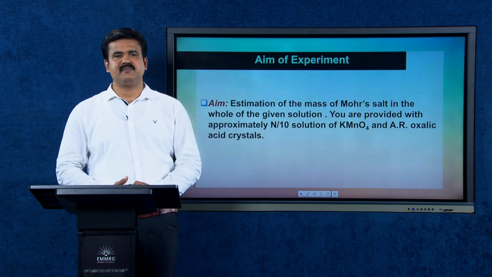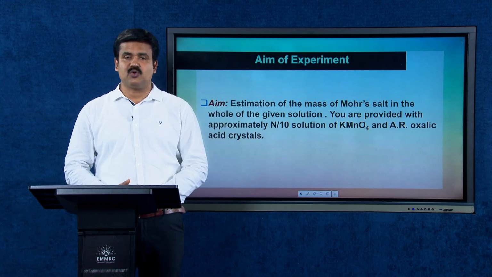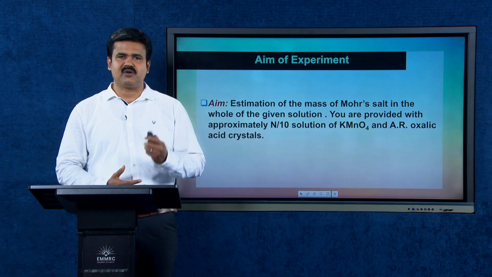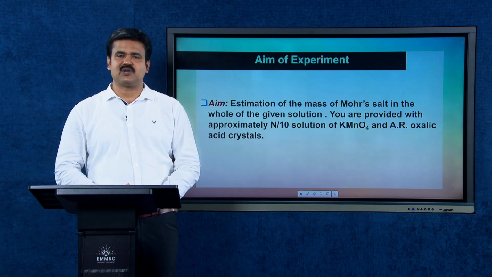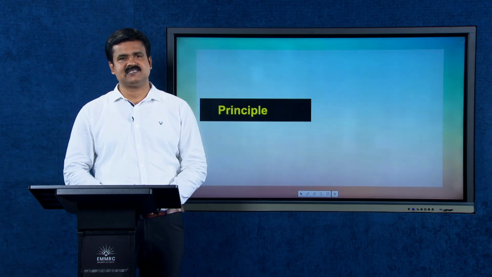Aim of the present experiment. Aim of the experiment is estimation of mass of Mohr salt in the whole of the given solution. You are provided with approximately N/10 solution of potassium permanganate and AnalaR oxalic acid crystals.